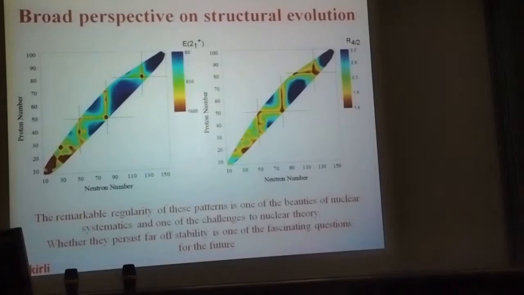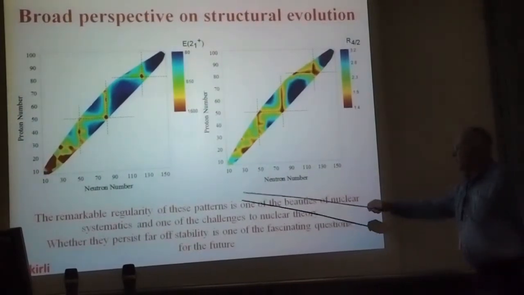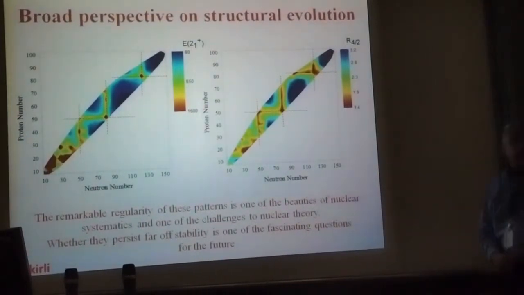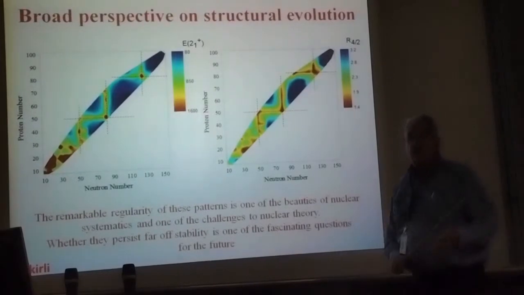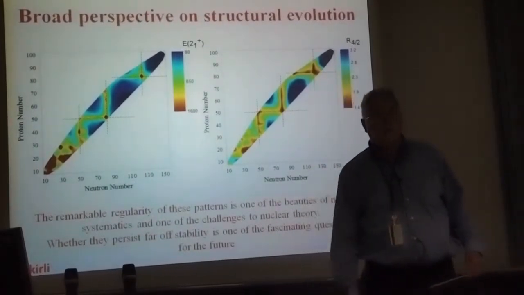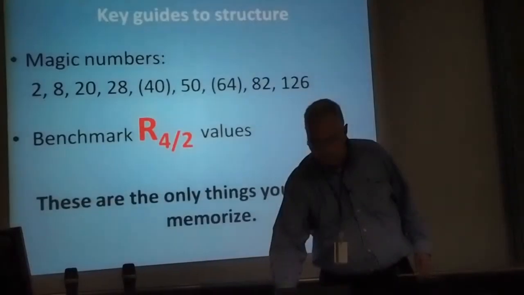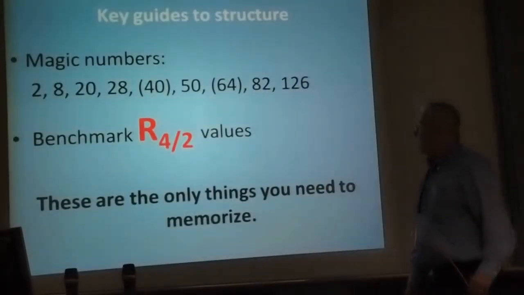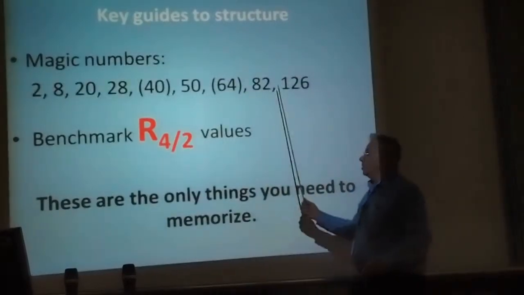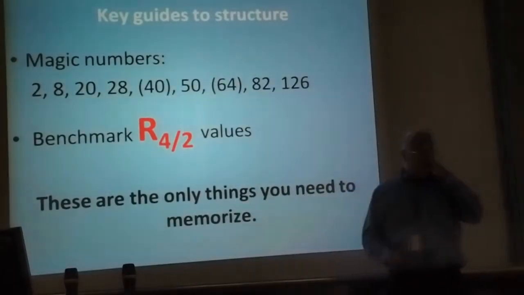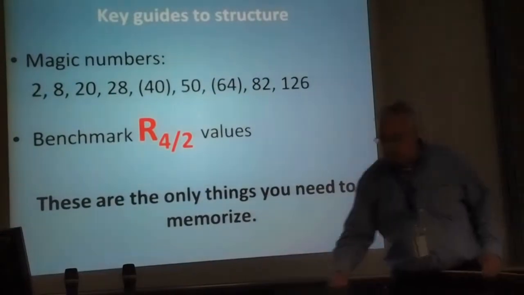Okay? Understanding this is what, when I talked about complexity and simplicity, this is one of the most regular and simple patterns that nuclei exhibit. And we need ultimately to understand this microscopically. We also need to find out whether these patterns persist far from stability. And we'll see that they don't necessarily. Okay, this is all I want you to memorize for these lectures. It'd be good if you know these magic numbers and if you remember those 2 or 3 R42 values.